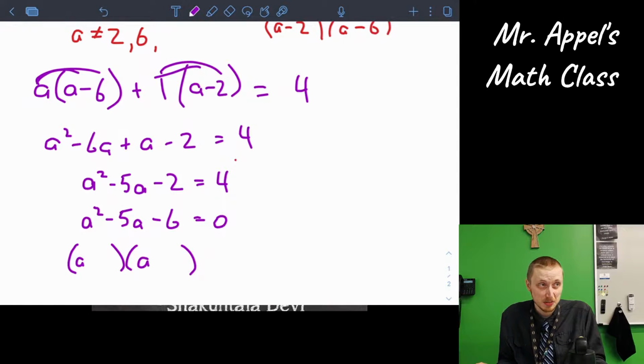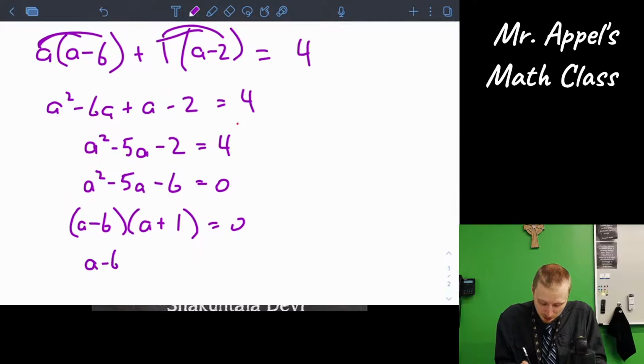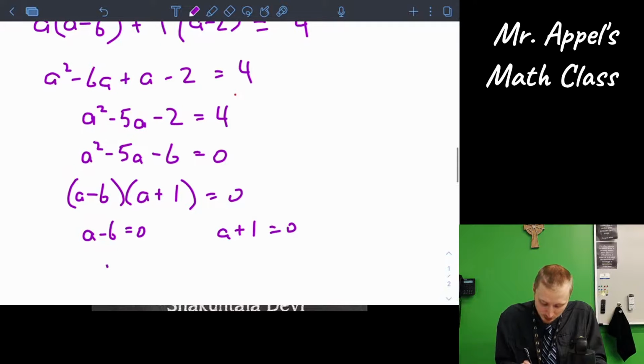1 and 6. Yes, if we made that negative 6 and positive 1, okay, they would multiply to negative 6. And negative 6 plus 1 is negative 5. Aha! That works. That's factored. That equals 0. ZPP: a minus 6 equals 0, or a plus 1 equals 0. So a must be equal to positive 6, or a equals negative 1.